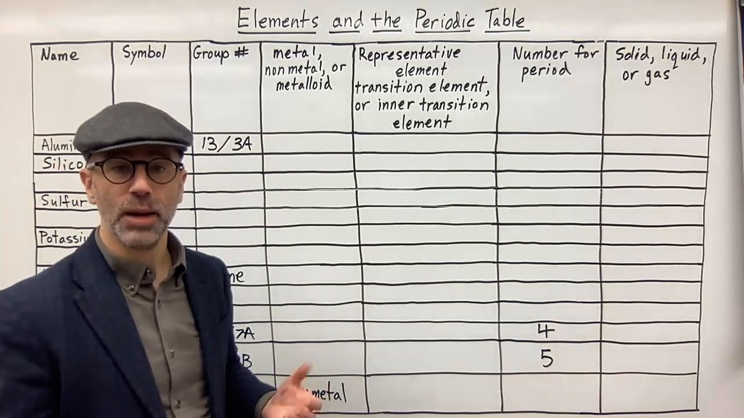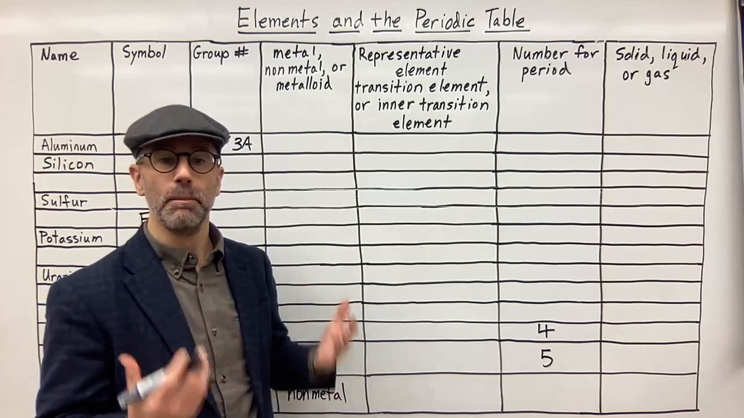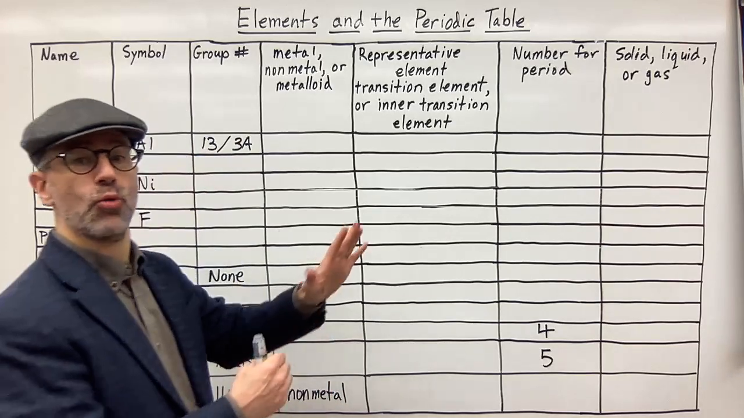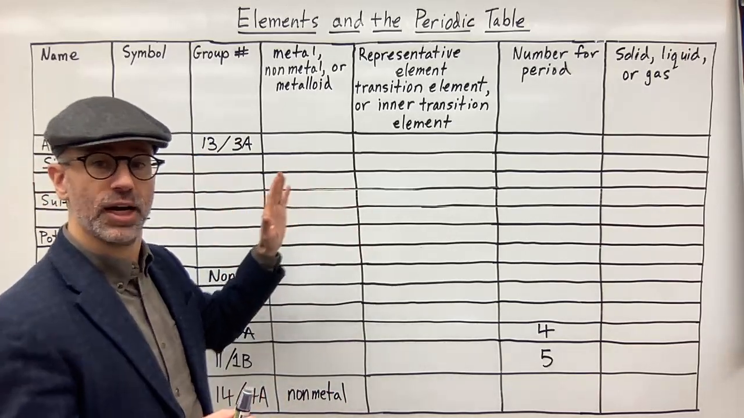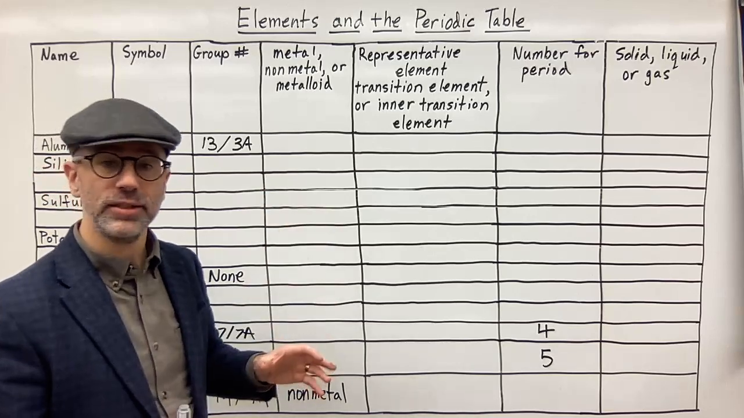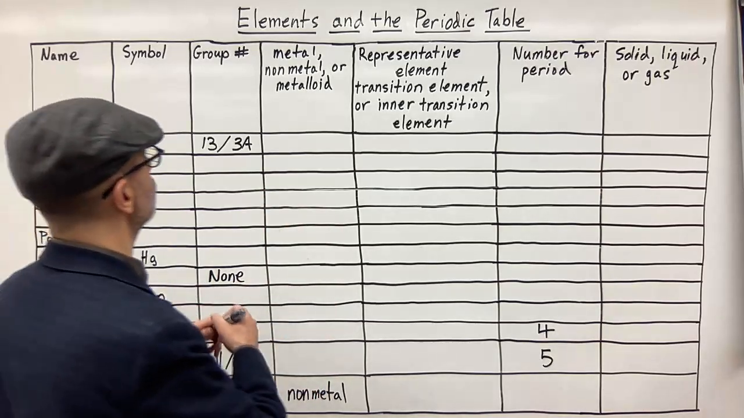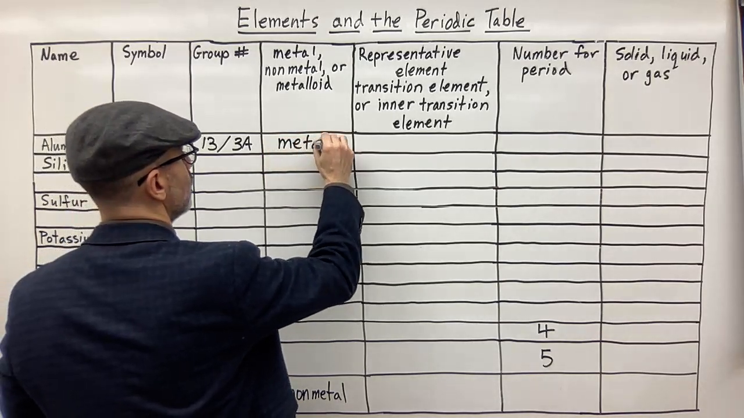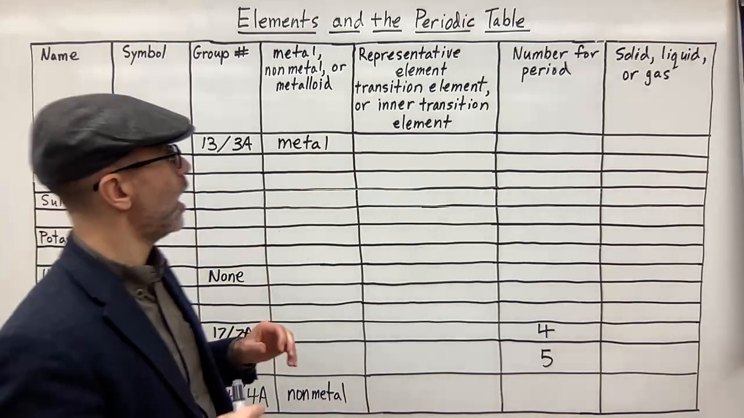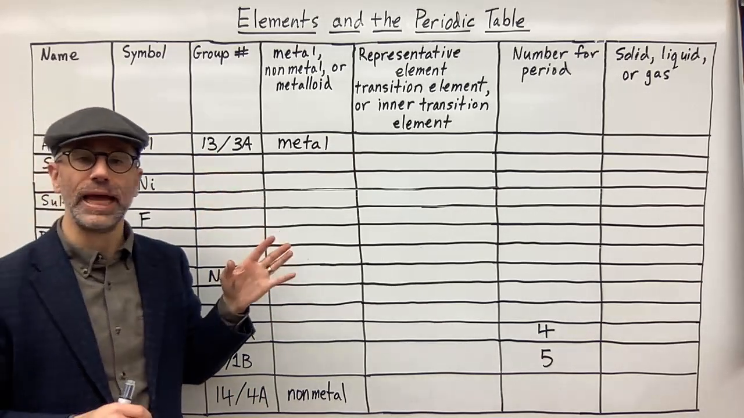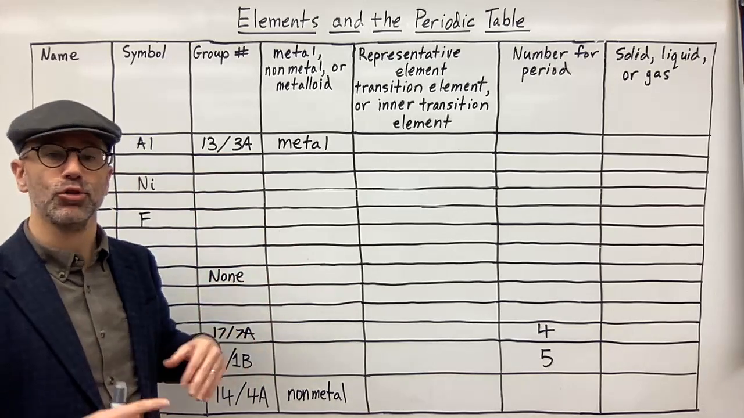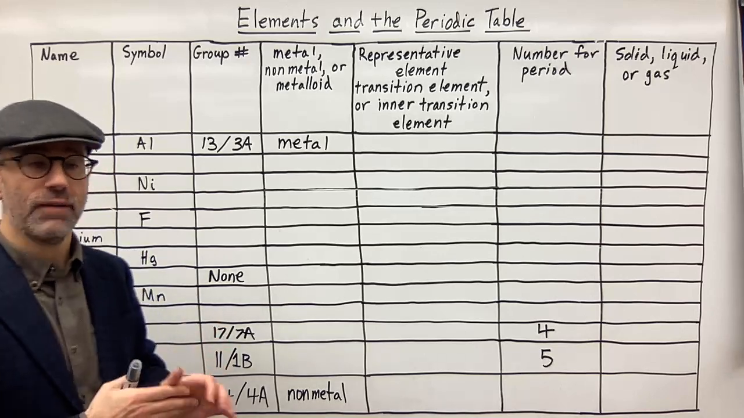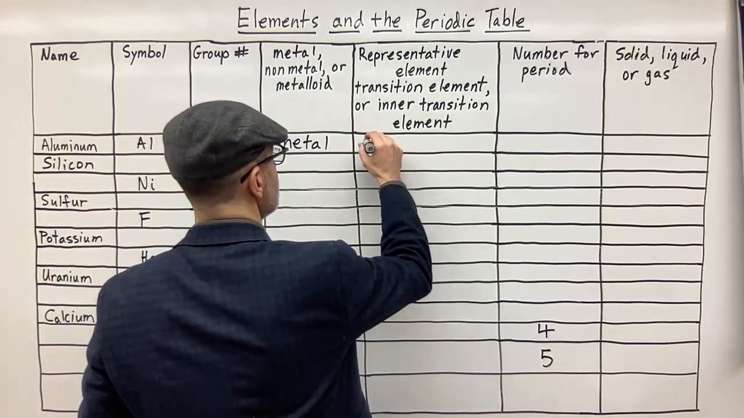Aluminum, as you're probably familiar with, aluminum foil, that's a metal. So this is going to be a metal. It's also to the left of the metalloids. So anything to the left of the metalloids is going to be a metal. It's in an A group. All A groups are representative metals, or they're also called main group metals, right? So main group elements or representative elements. So this is going to be representative.